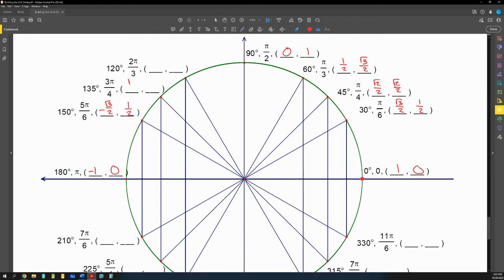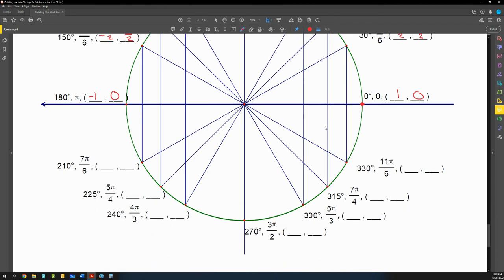135 has a reference angle of 45 degrees, so that's going to be negative root 2 over 2, positive root 2 over 2. And then 120 is going to be the reference angle of 60, but in quadrant 2, so a negative x, negative 1/2, and positive root 3 over 2. Another way you can visualize this is try to see which side length of the triangle is going to be longer and which side is going to be shorter, and that's going to tell you between your 1/2 and root 3 over 2.